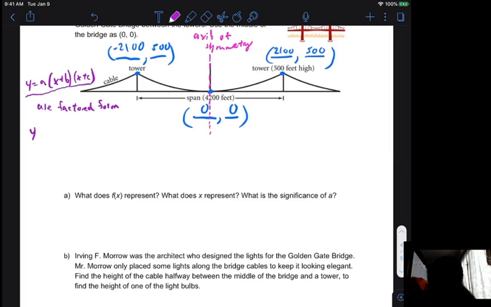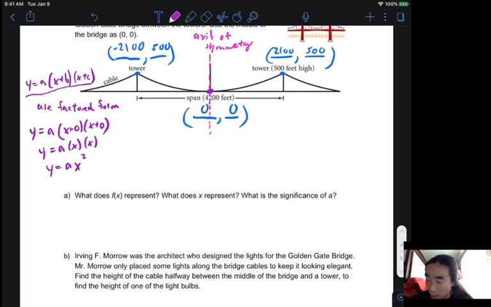So y equals a, and in this case, we only have one x-intercept. It also happens to be our y-intercept. So x minus 0, or plus 0, x plus 0. It's still an equation, it's still a quadratic, okay? a x times x, so y equals a x squared.